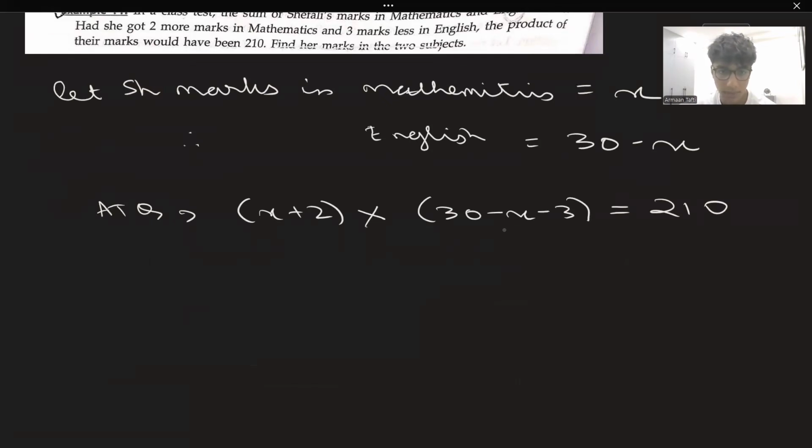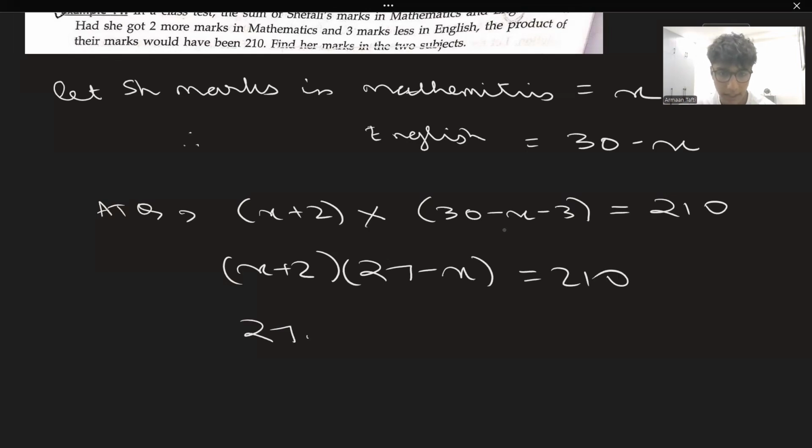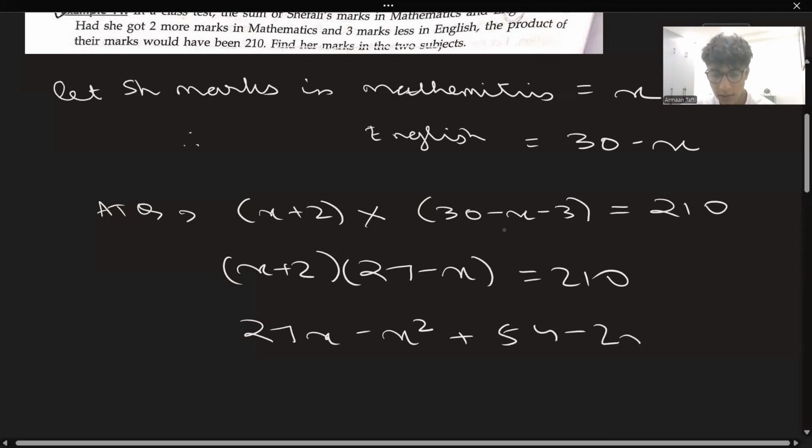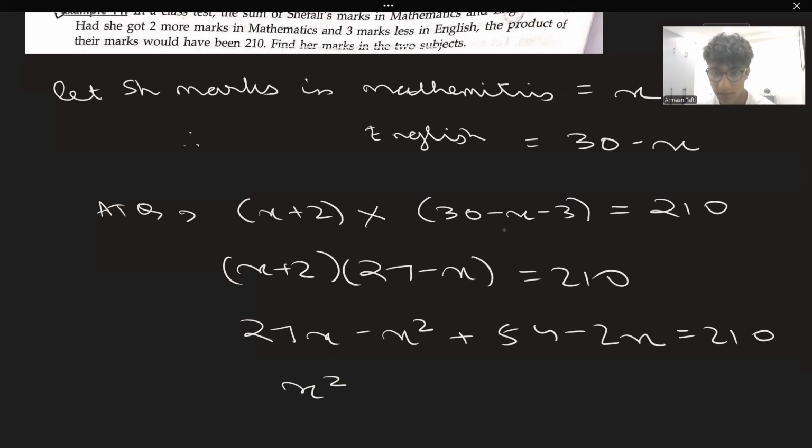So let's simplify this. It's X plus 2 times 30 minus 3 is 27 minus X is equal to 210. Opening the brackets, you have 27X minus X square plus 54 minus 2X equals 210. Always prefer to have an X square with the positive coefficient. So you have X square. When shifting it to that side, 27X minus 2X is 25X. When you shift it to the other side, it becomes minus 25X. And by the time you reach 10th, you are expected to be this fast in your calculations. So please practice if you can't do this mentally.